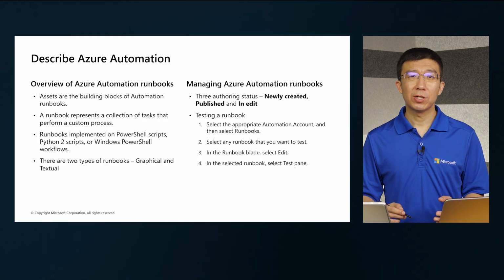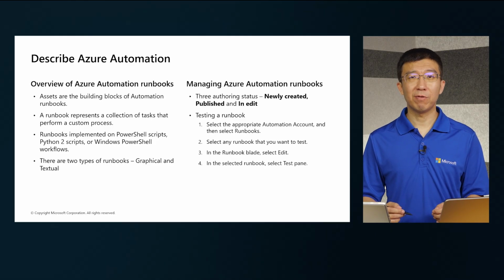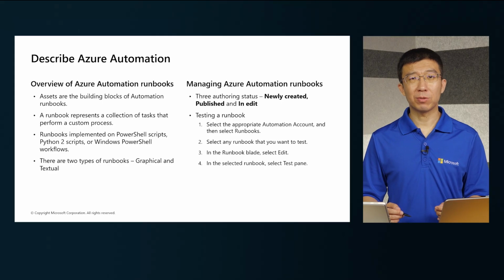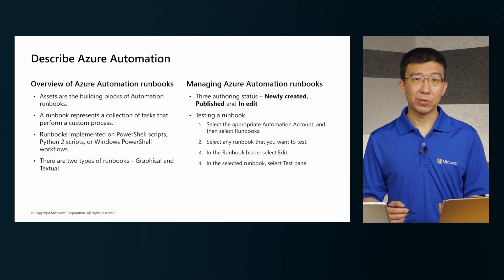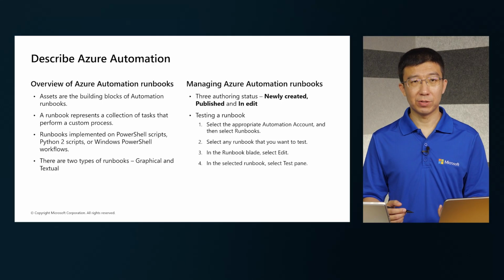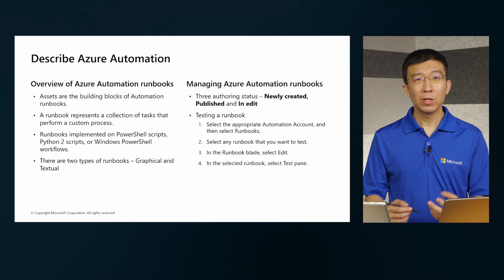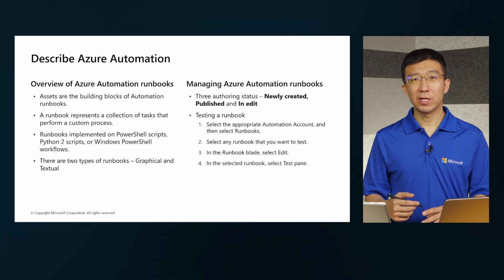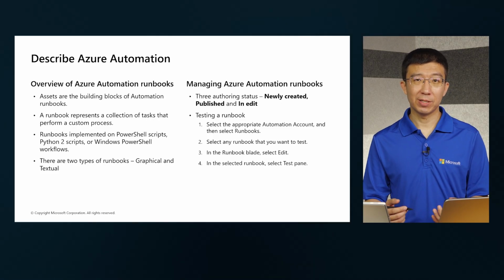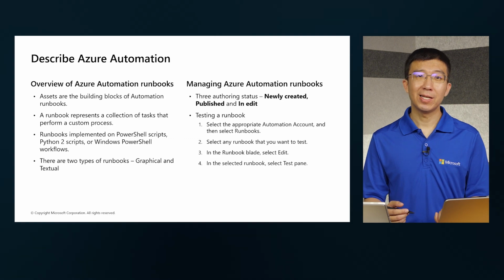Azure Automation uses runbooks, which are collections of tasks that perform custom processes. Runbooks can be graphical or textual, using PowerShell or Python scripts. Assets are the building blocks for runbooks. You can test runbooks in the Azure portal before publishing them. This flexibility allows you to automate a wide range of administrative tasks.